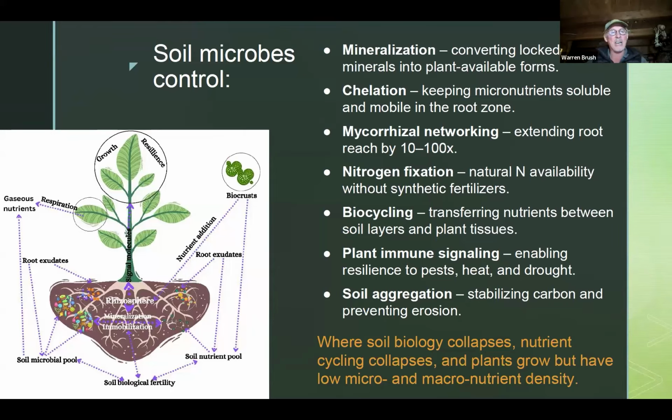There's this whole process of biocycling that's important, where the transferring of nutrients between layers. So if you have mulches on the top that are diverse and protective of the soils, the nutrients from that can actually be drawn down through the different layers of the soil and be cycled through. And we'll talk more about that in a minute. Plant immune signaling as well as soil aggregation. So with bacterial gels, you have this ability to create in the soils really healthy soil structure that holds the aggregates together. Next.